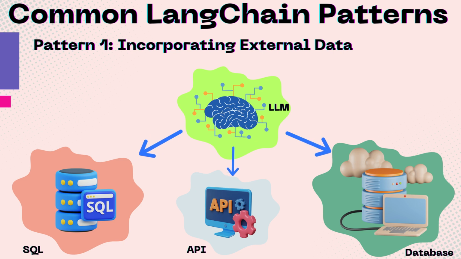So, one of the strengths of LangChain is its ability to integrate with external data sources. This can be especially useful when you need to provide the model with the latest information. For example, you can connect LangChain to a database or API to fetch relevant data and include it in your prompts.